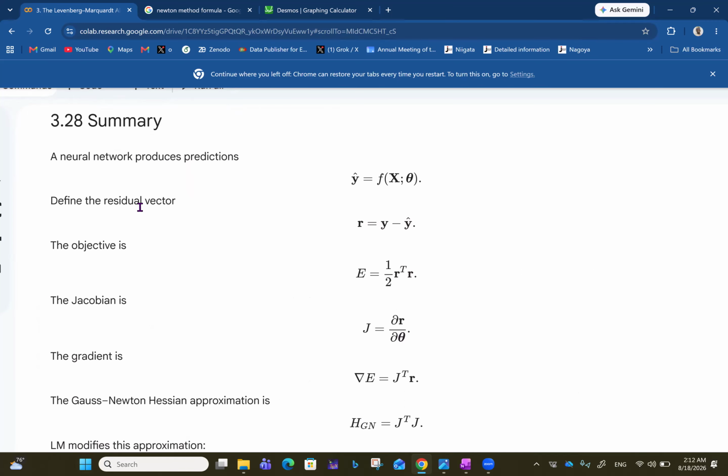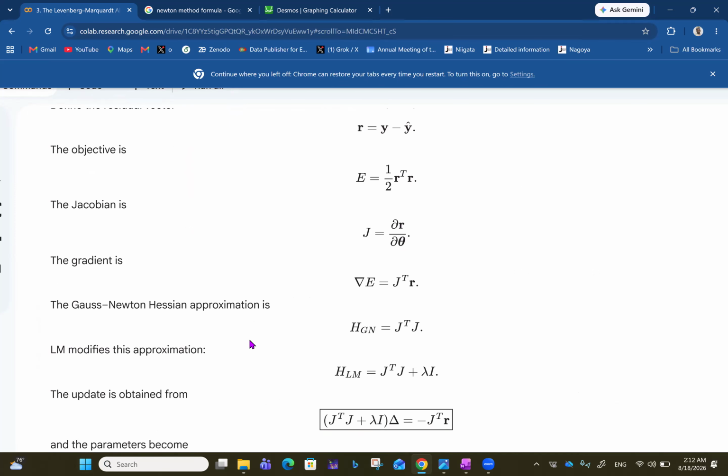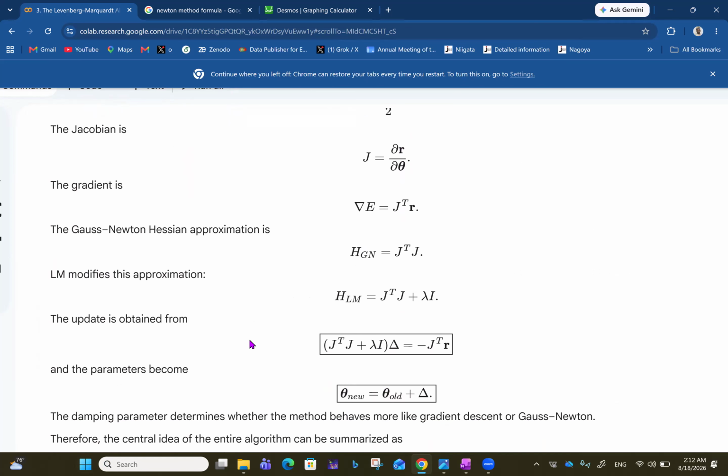In summary, a neural network produces predictions y cap, which is a function of inputs and the parameters. Then you define the residual vector r, which is the observed minus predicted. The objective value is then the error, which is 1 over 2 r transpose r. Then you get the Jacobian of the residual, that's partial r partial theta. Then the gradient of the error is J transpose r. Then the Gauss-Newton Hessian approximation is H_GN, which is J transpose J.